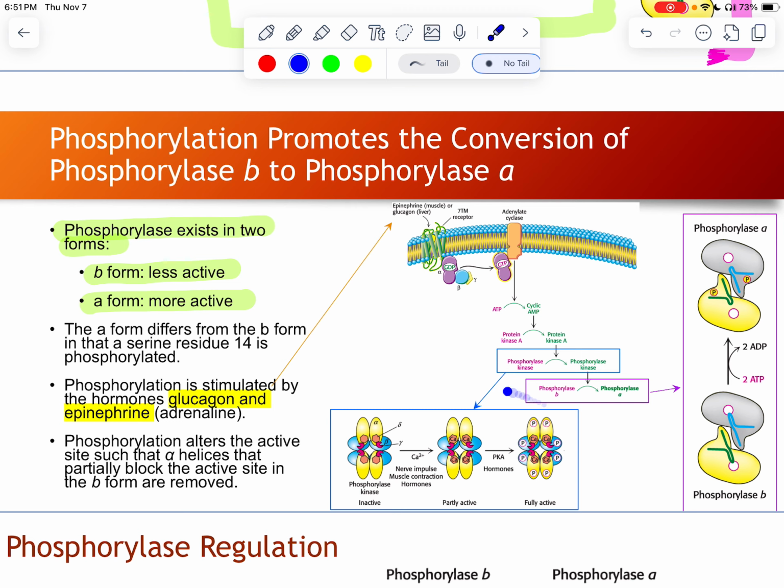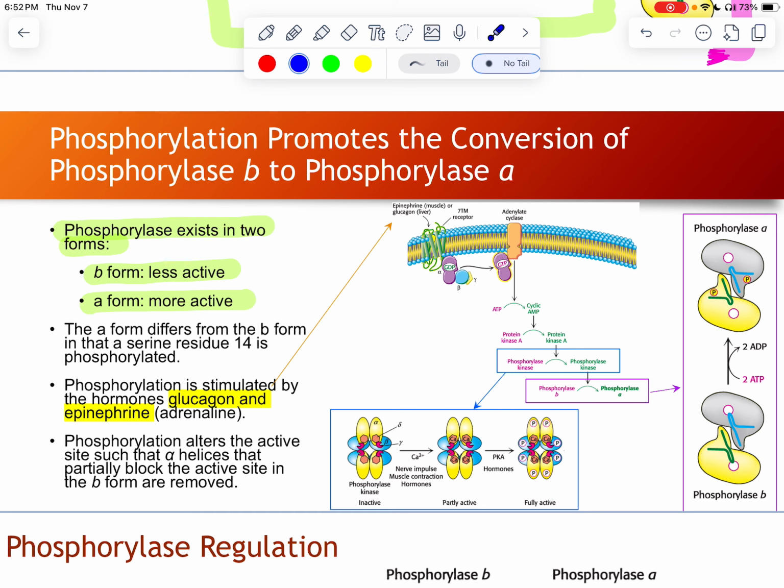That was this piece. And when we added all those phosphates, the protein kinase A added the phosphates, this became active. And when that became active, it phosphorylates our glycogen phosphorylase. So this one added the phosphate groups to this one over here. Okay, and so we have the A version, more active. We have the B version, less active.